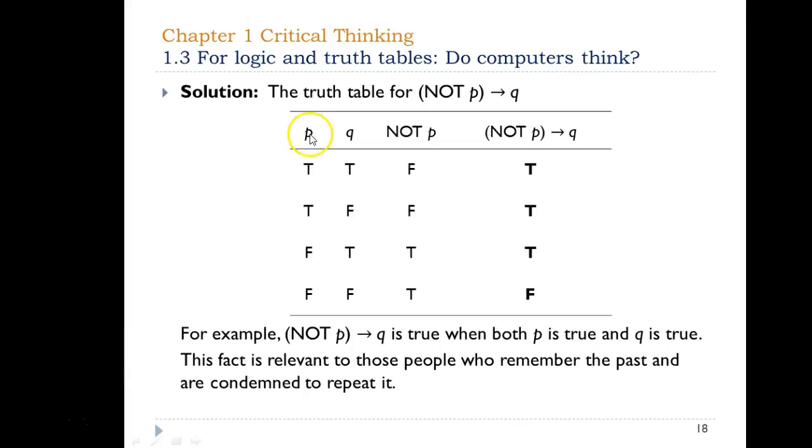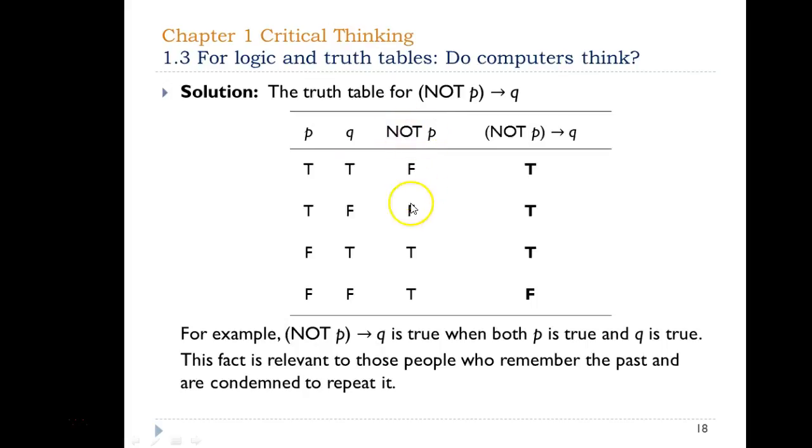Here is a truth table for not P implies Q. Note that we start with P and Q. We fill in all the possibilities for P and Q. So P can be true and P can be false. For each possibility for P, Q could be true or Q could be false. We just fill in all the possibilities here.